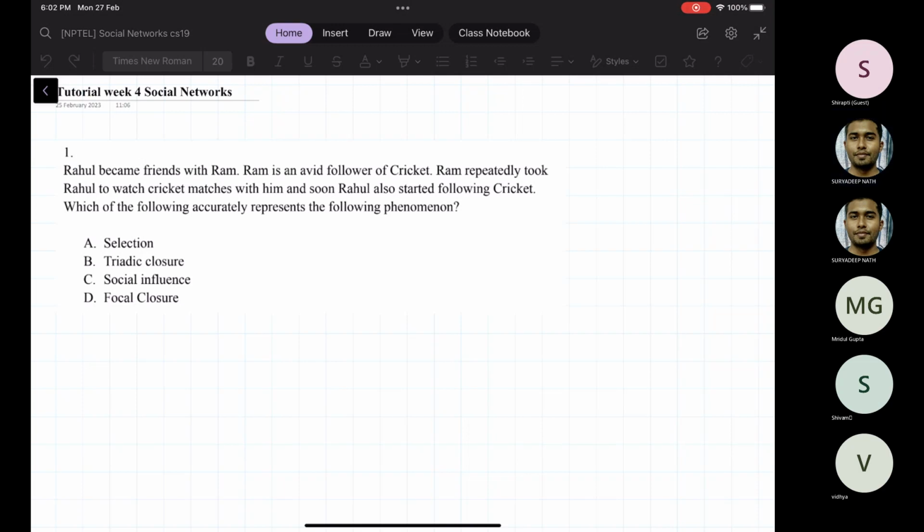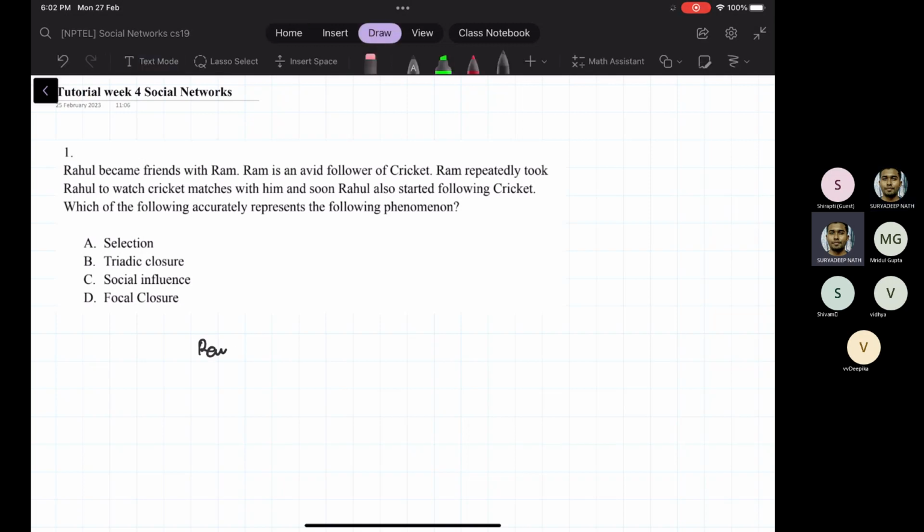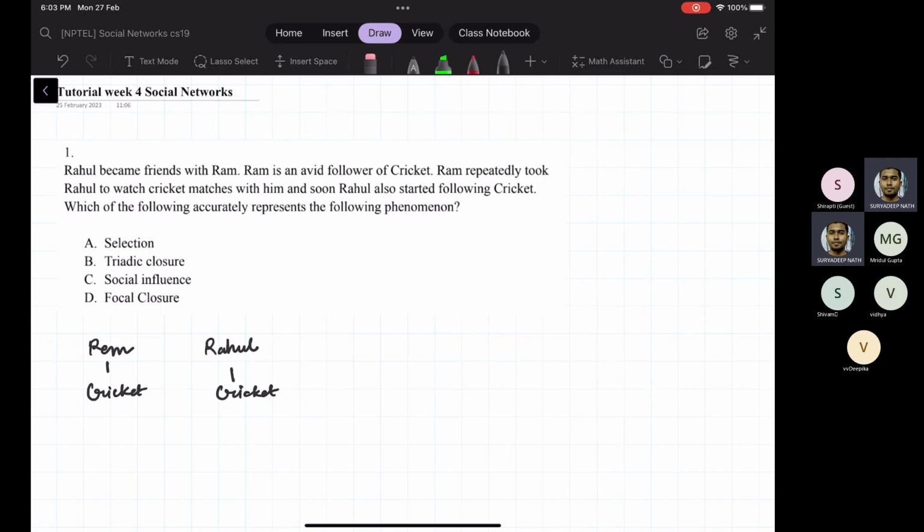So let us explore the options one by one. If it was a case of selection, then, wait, Ram is a cricket fan, and if Rahul was also a cricket fan, then this would result in selection if they became friends. So this is not what the question says. So we can rule out selection.